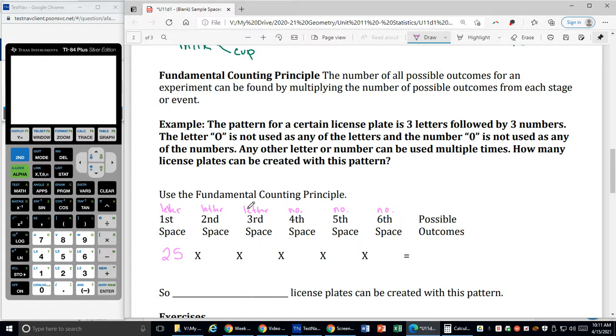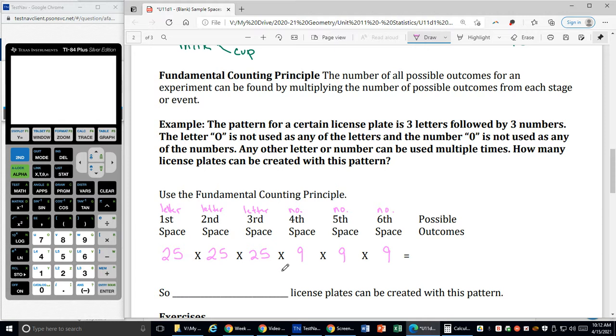All right, so we can repeat, which means I've got 25 options for that first space, right? A, B, C, D, all the way through Z, except for O. Then I can do the same thing for the next one, A, B, C, D, all the way to Z. And same thing here, because it says you can repeat the letters. Then for my numbers, it's single digits, right? So 1, 2, 3, 4, 5, 6, 7, 8, 9. We're not using 0. So that means I have 9 options here, and 9 options here again, and 9 options here again.